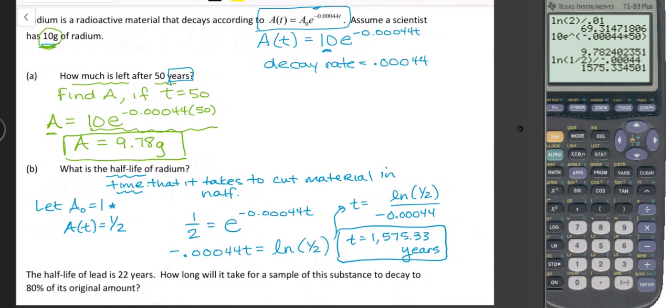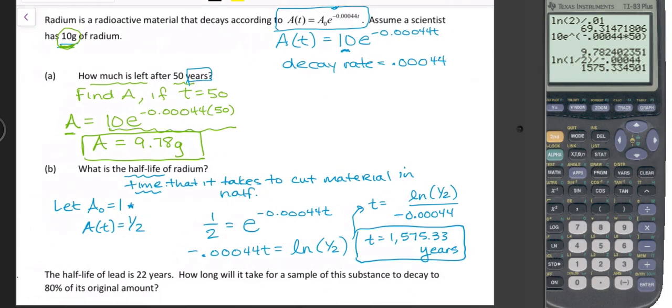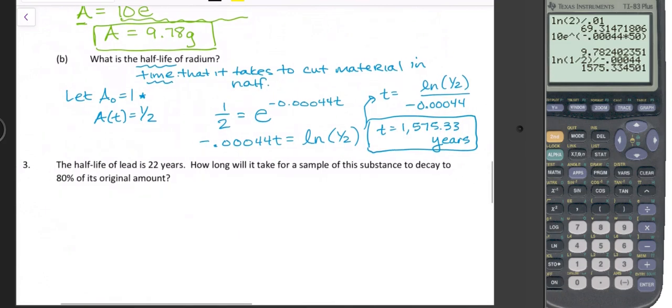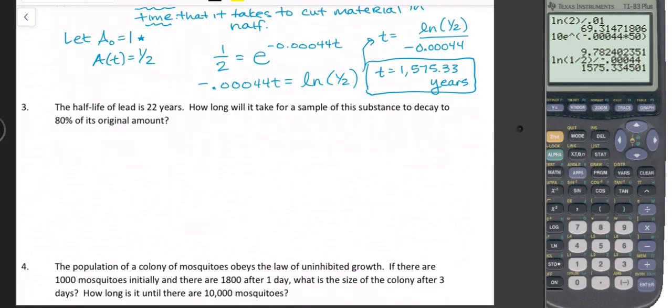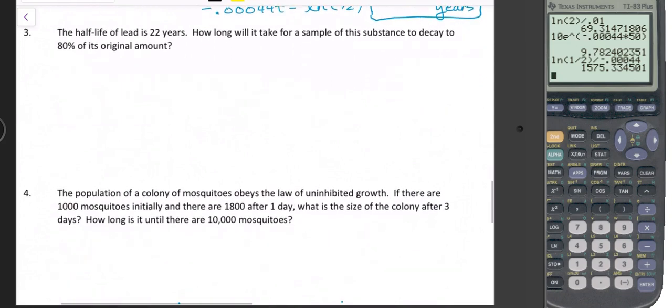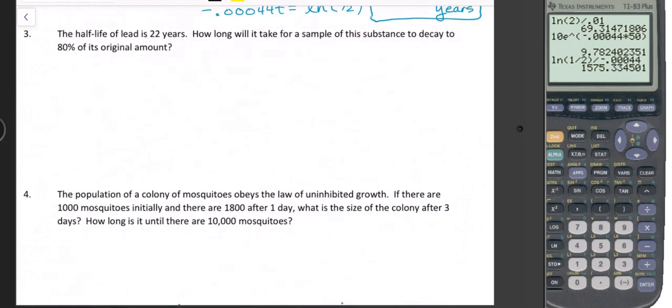So let's take a look at a couple of more examples. And in these examples, we're going to have to do a little bit more work up front because they don't tell us quite as much information as the previous examples did. So let's take a look at example number 3. In this example, we're given the half-life of lead to be 22 years, and we want to know how long it will take for a sample of that lead to decay to 80% of its original amount.